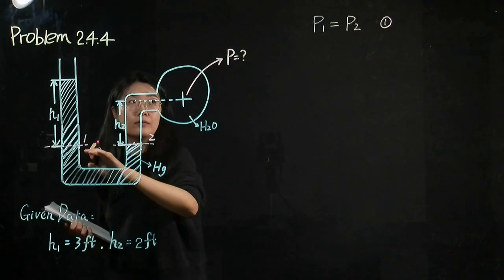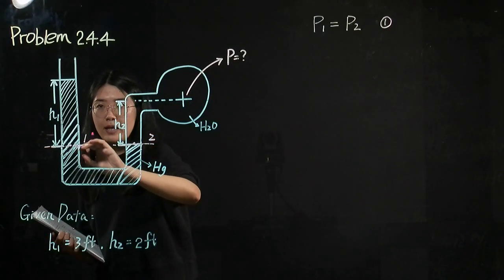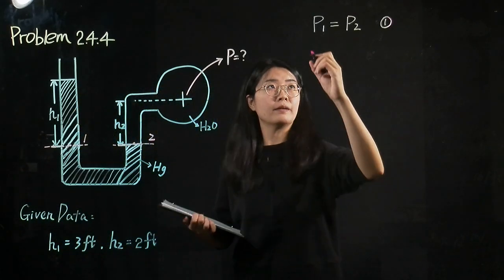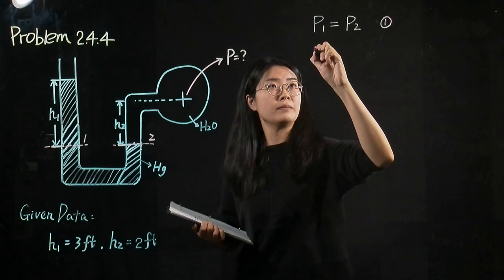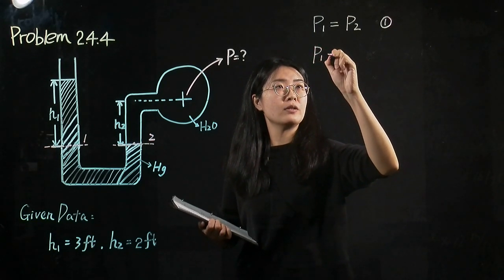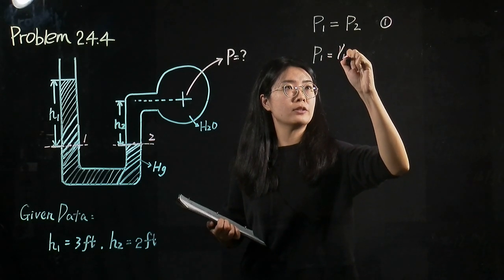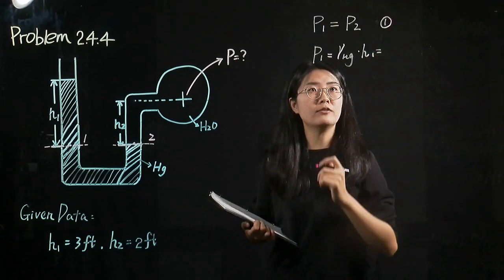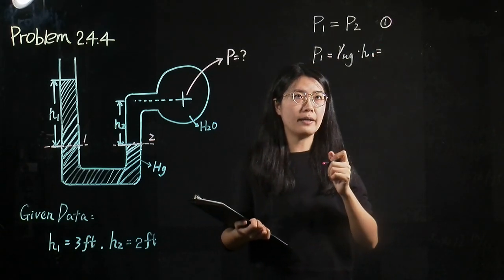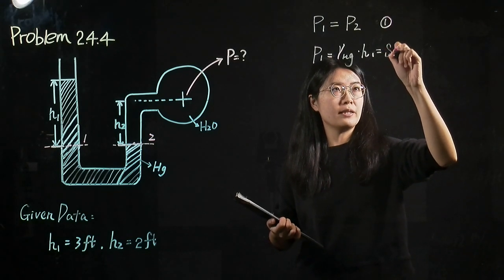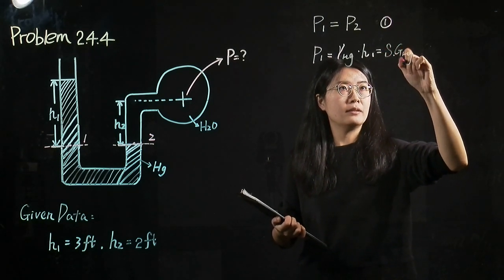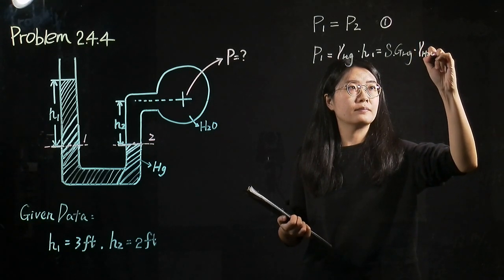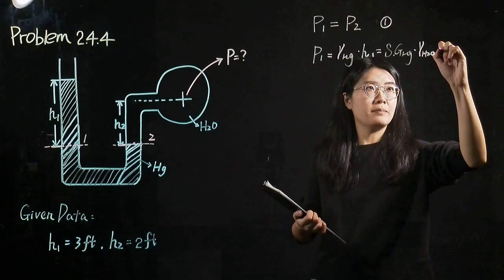So the pressure at point 1 is exerted by the column of mercury on top of the point. Then P1 is equal to the specific weight of mercury times H1. The specific weight of mercury can be represented by the specific gravity of mercury times the specific weight of water. Then do not forget times H1.